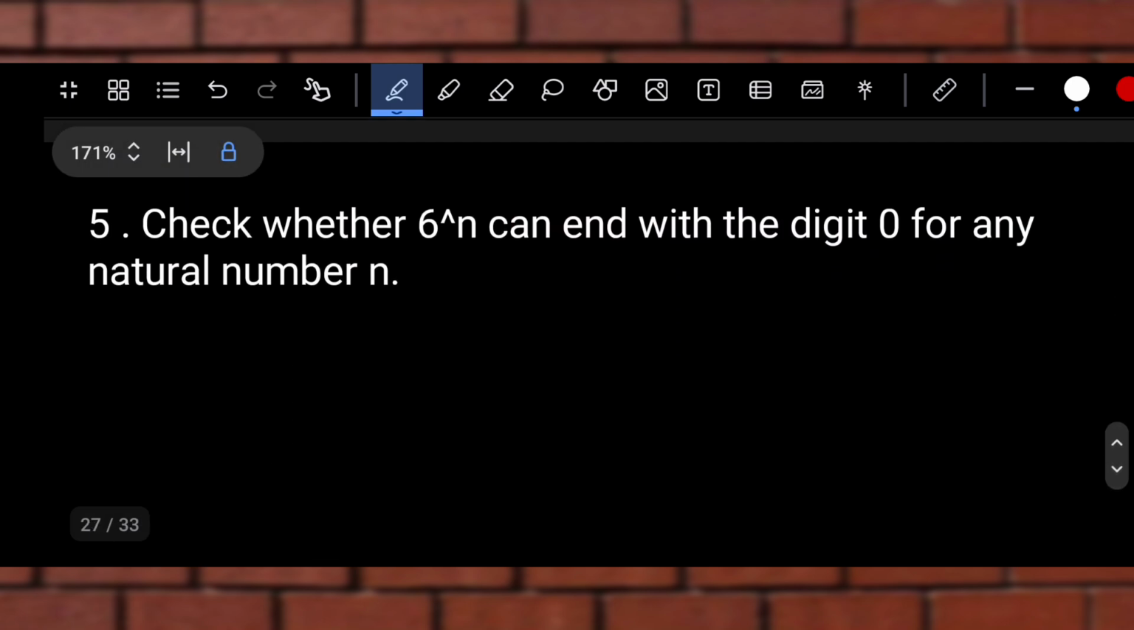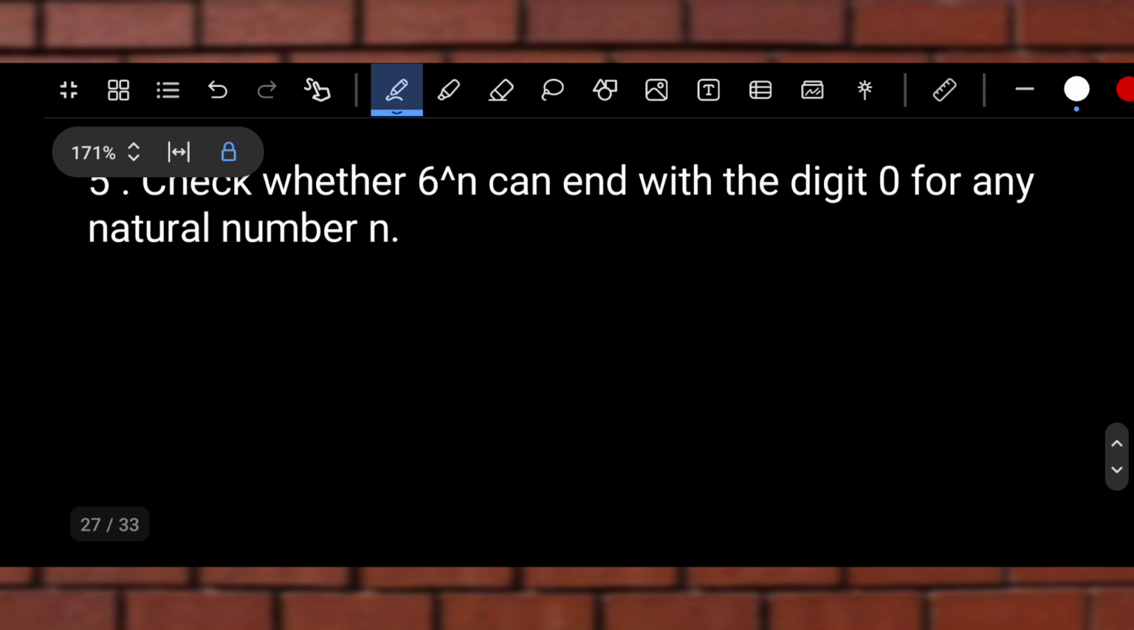Next question. Check whether 6 to the power n can end with the digit 0 for any natural number n. What do you think? Can 6 to the power n end with a digit 0? When we see 6 to the power 2, it is 36. 36 into 6 is 216. 216 into 6 is 1296. Here you see all the numbers end with 6. So this is not possible.